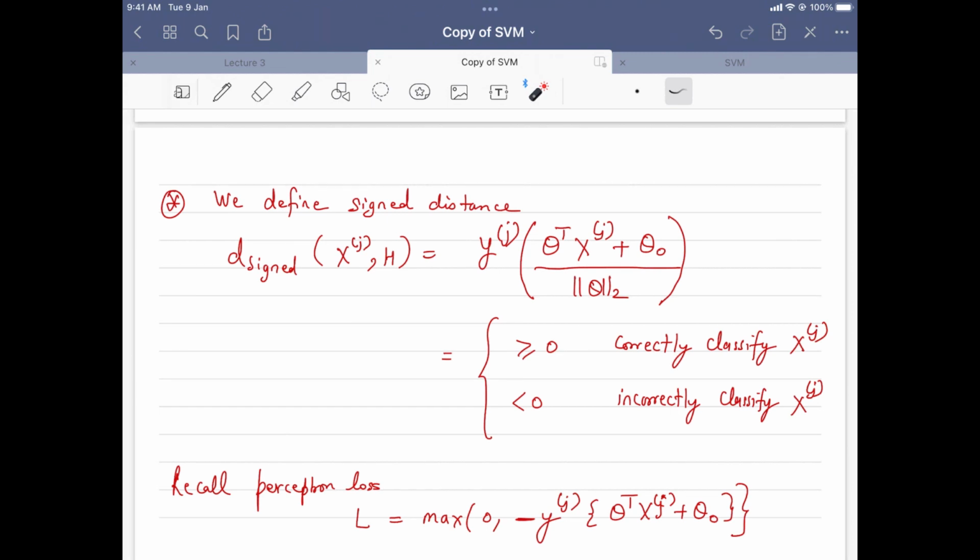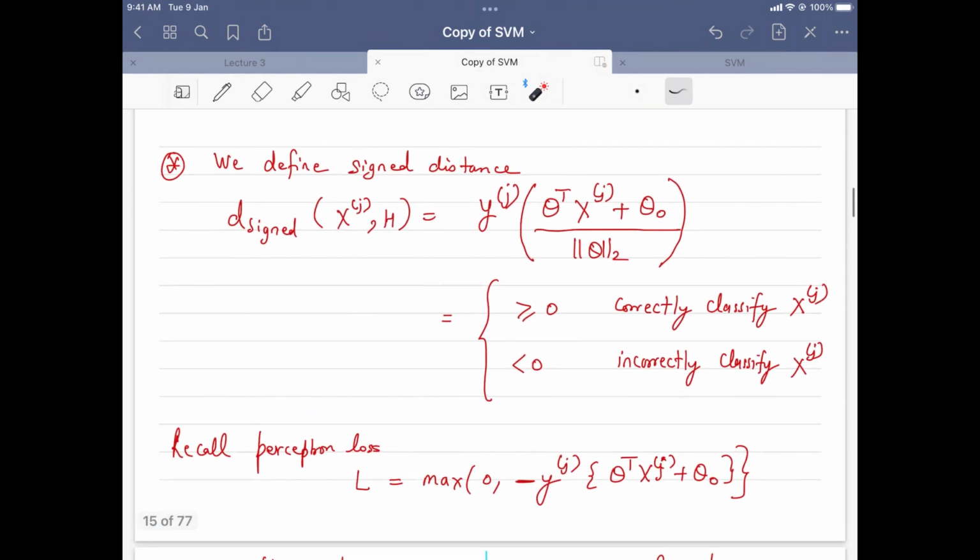So this particular quantity is called the signed distance, and recall that in the signed distance you are multiplying with the label. And see the similarity also with the perceptron loss. If you recall, this is our perceptron loss which we had discussed, and I have discussed this particular function, so only this part is over here.